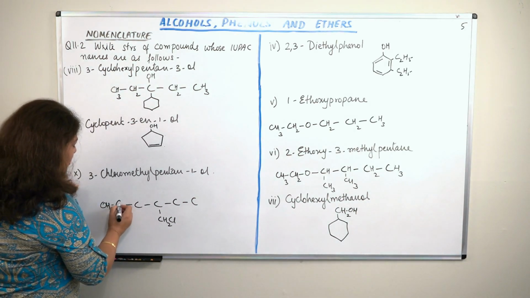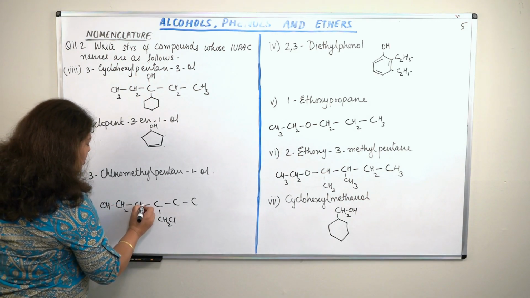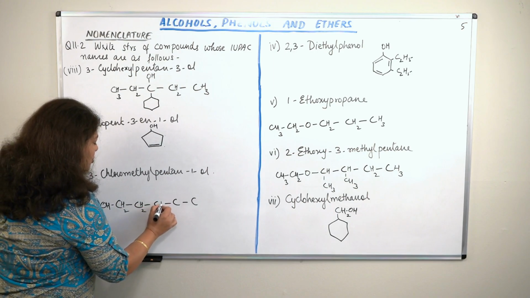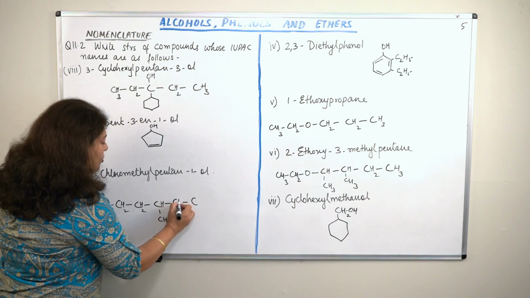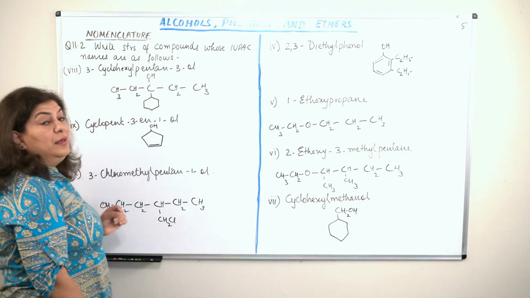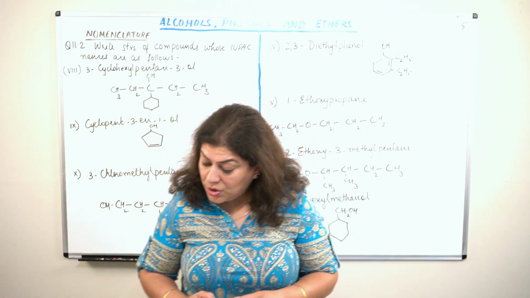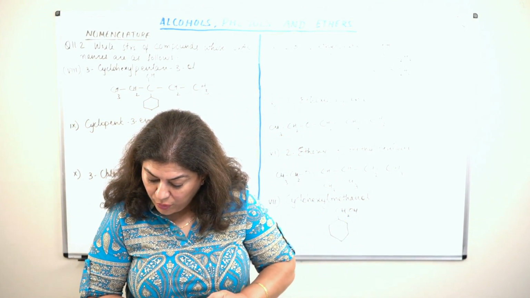So this has 2 bonds, therefore 2 hydrogens; 2 bonds, 2 hydrogens; 3 bonds, 1 hydrogen; 2 bonds, 2 hydrogens; 1 bond, 3 hydrogens. And that is our compound. Right? Now we'll be doing the next question, which is 11.3.